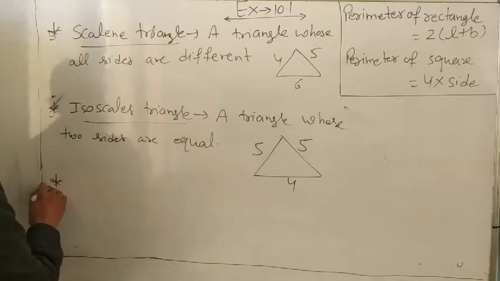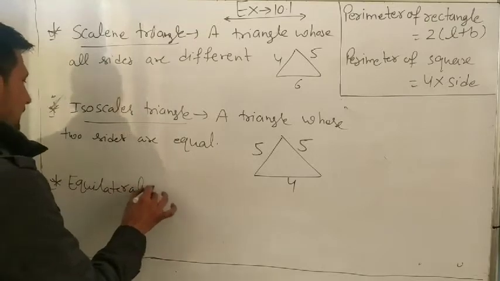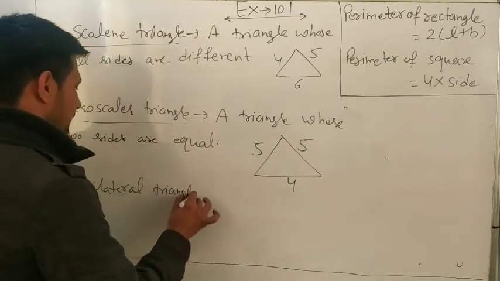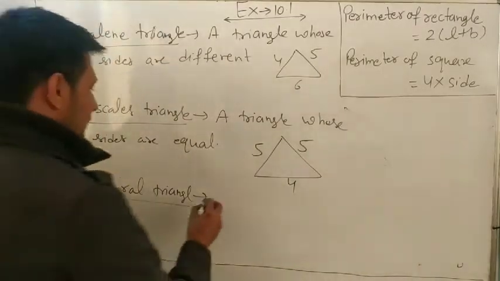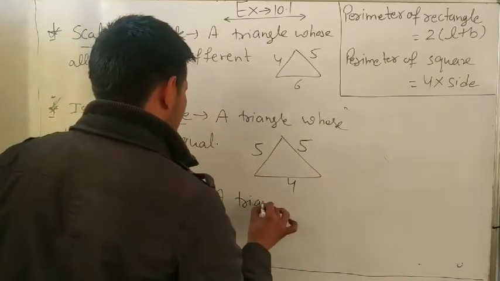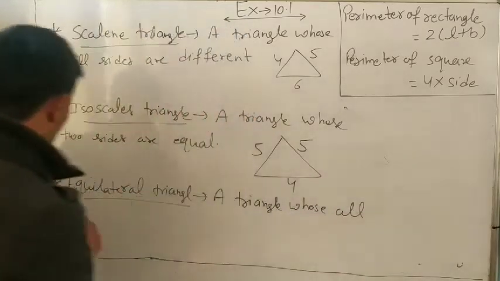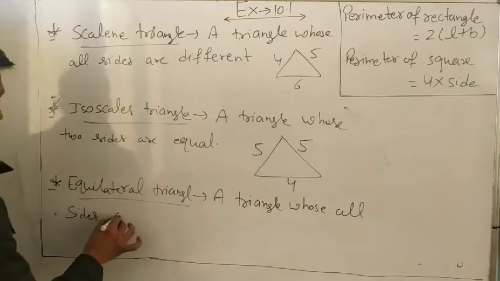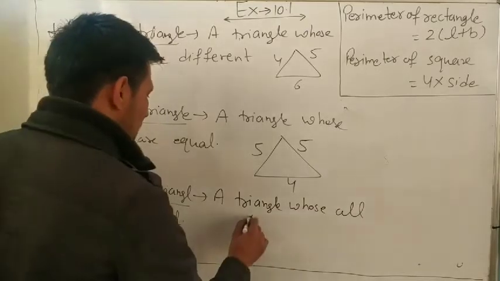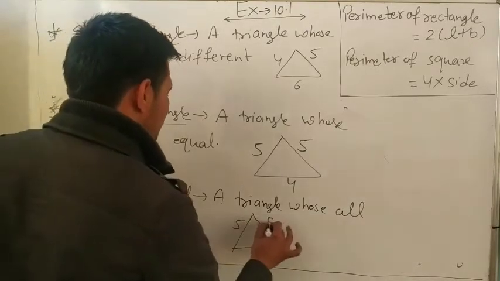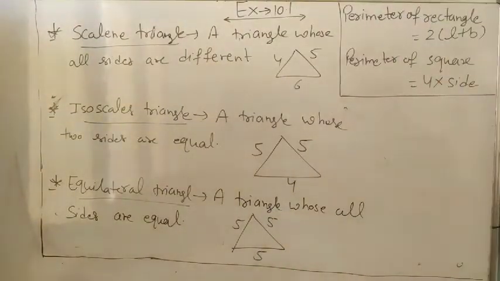Third is the equilateral triangle. What is an equilateral triangle? A triangle whose all sides are equal. It means 5, 5, 5. So these are the three types of triangle. Always remember this. Okay. Now we will use this.